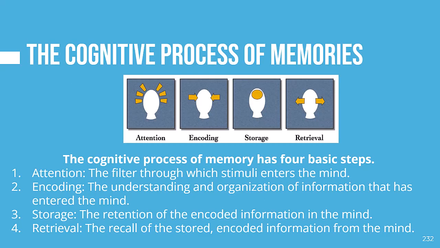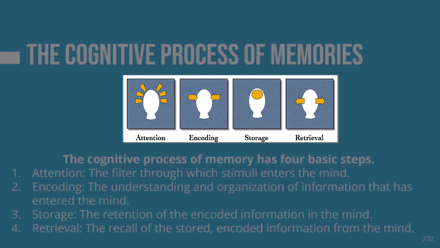How does memory work? In brief, the cognitive process of memories has 4 basic steps. Attention, in which we filter through what we experience in the world. Encoding, how we process what our attention admits into our minds. Storage, what happens once information enters the brain. And retrieval, the recall of that information or behavior. Everything we do or know is influenced by these 4 processes. What we pay attention to, how we encode it, what happens to it when it goes into storage, and how we retrieve it is what we will discuss today.